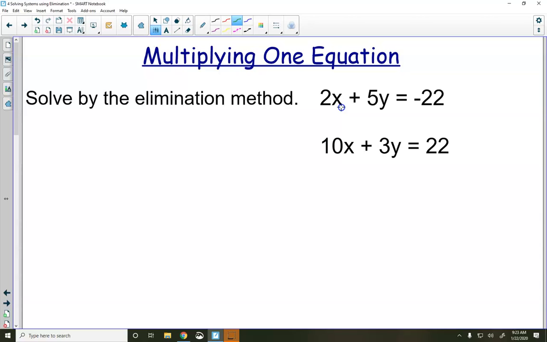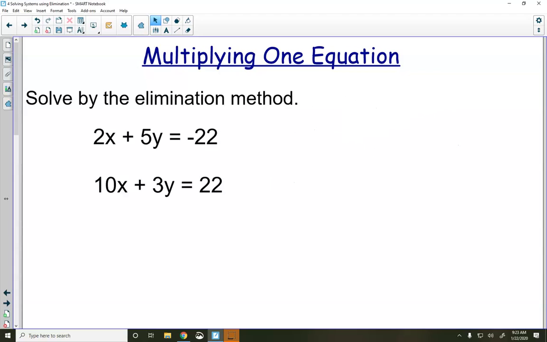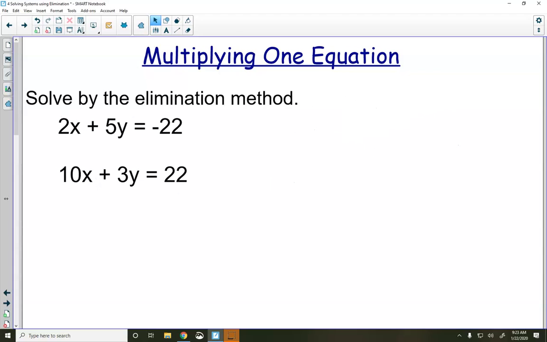So I'm going to take this 2x plus 5y equals negative 22, and I'm going to multiply the top equation by negative 5. Now let's think about this. I have 10x in the bottom equation. I want to have negative 10x in the top equation. Because then what operation can I use to get rid of the x? Addition. We talked about how that's easier.